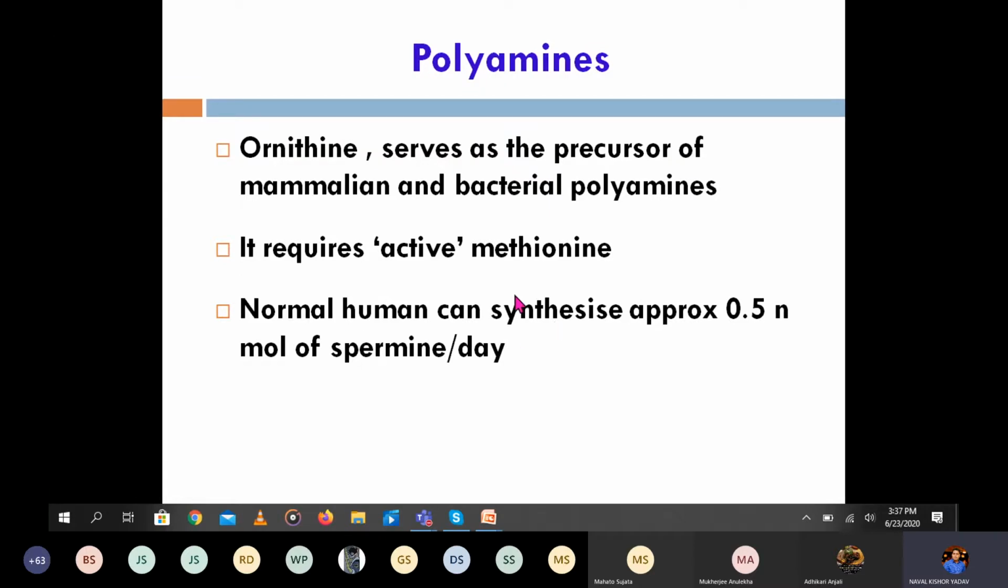A normal human can synthesize approximately 0.5 nmol of spermine per day. So you have to remember that ornithine is a precursor, and we also need another molecule, active methionine, S-adenosyl methionine, which is required for the synthesis of polyamines, that is spermine and spermidine.